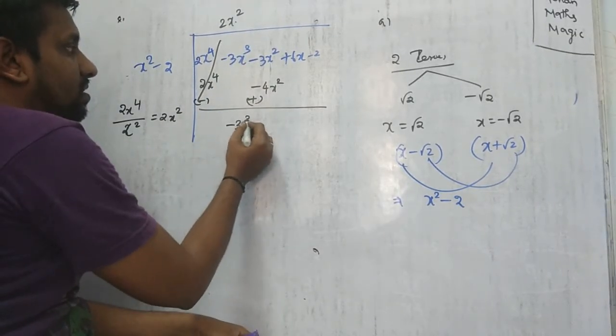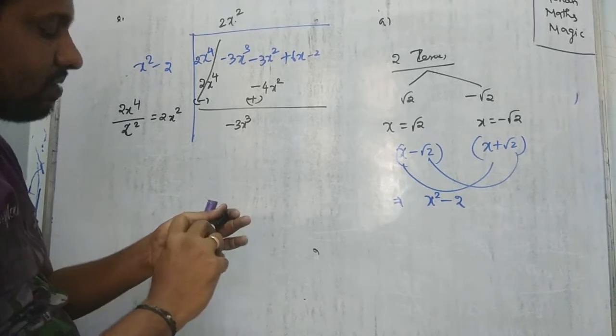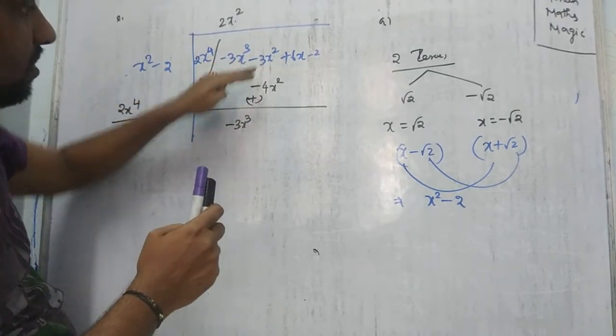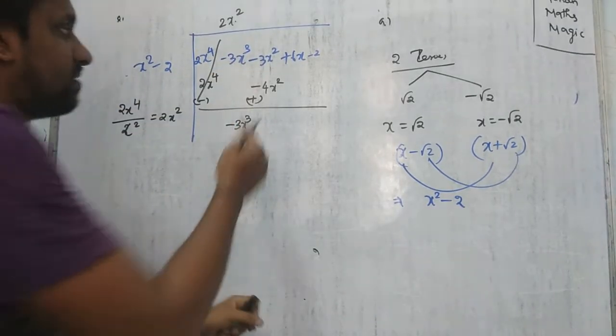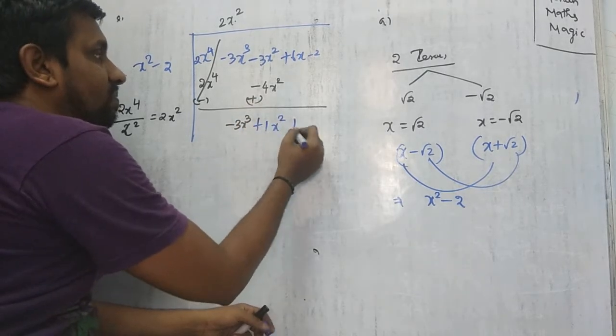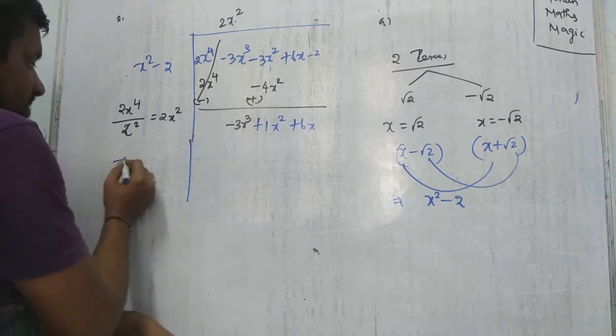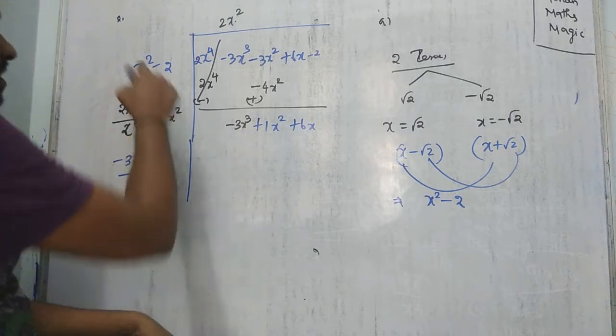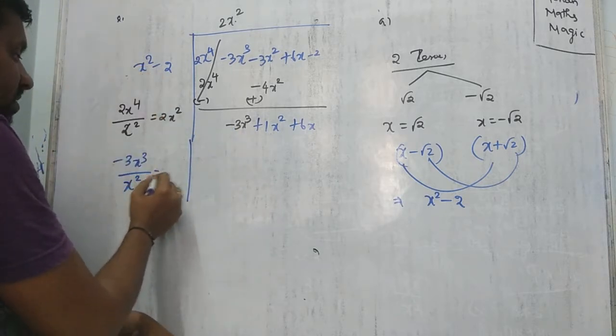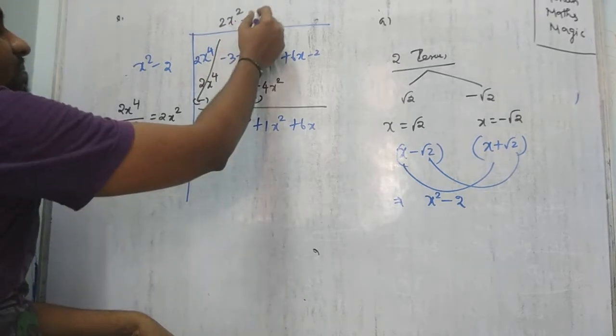Now write minus 3x cube, minus 3 plus 4 plus 1 is 1x square, plus 6x. Now repeat the next step. What's the next step? First term minus 3x cube, here first term x square. So I got minus 3x. Put the minus 3x here.